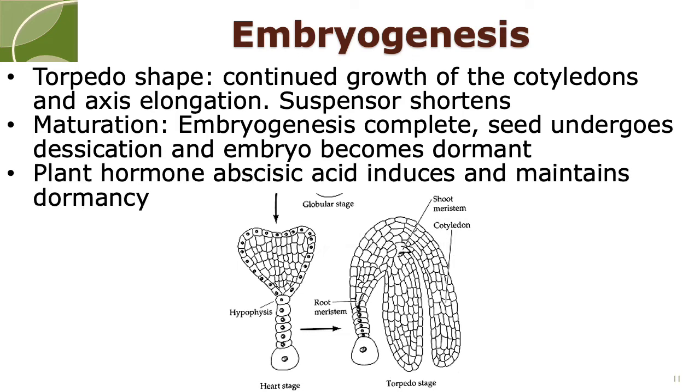Now, a lot of these processes, like desiccation of the seed and dormancy in the embryo, are regulated by many different molecules. And one of the hormones, called abscisic acid, plays a really important role in inducing and maintaining dormancy of the embryo. It should be noted that this dormancy step is really important because it allows the embryo to remain as an embryo and not germinate to form an actual plant when the conditions are not right. So with this, we come to the end of embryogenesis.